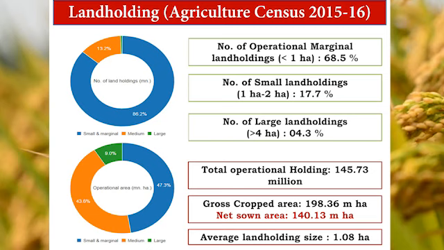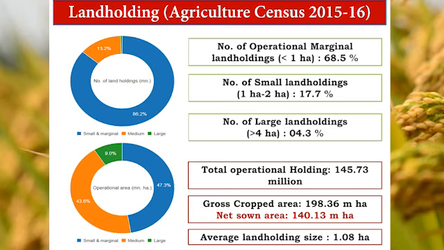The number of small land holdings having area of 1 hectare to 2 hectare is 17.7%. And the number of large land holdings which are more than 4 hectare area is 4.3%. So when you look into the pie chart which I have given on the left side of this slide, you can find that the number of land holdings in millions which belongs to small and marginal area is 86.2% and 13.2% belongs to medium area.